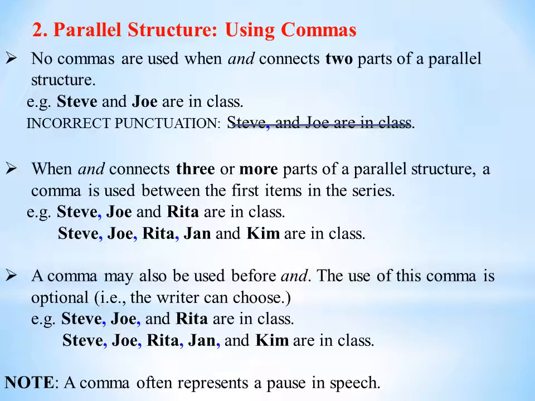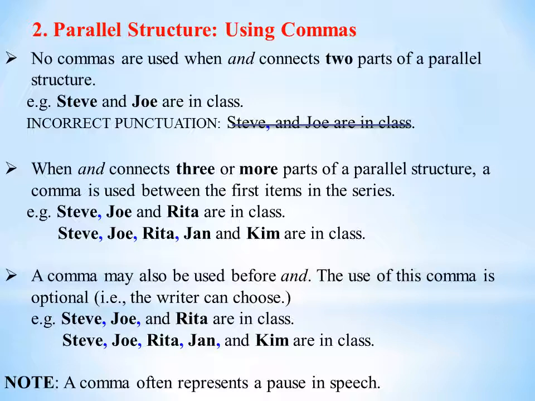Now moving to subtitle 2, parallel structure using commas. No commas are used when and connects two parts of a parallel structure. Example, Steve and Joe are in class. So and is connecting two nouns which are Steve and Joe. Incorrect punctuation, Steve, comma, and Joe are in class. So remember, no comma is used to connect two parts of a parallel structure.